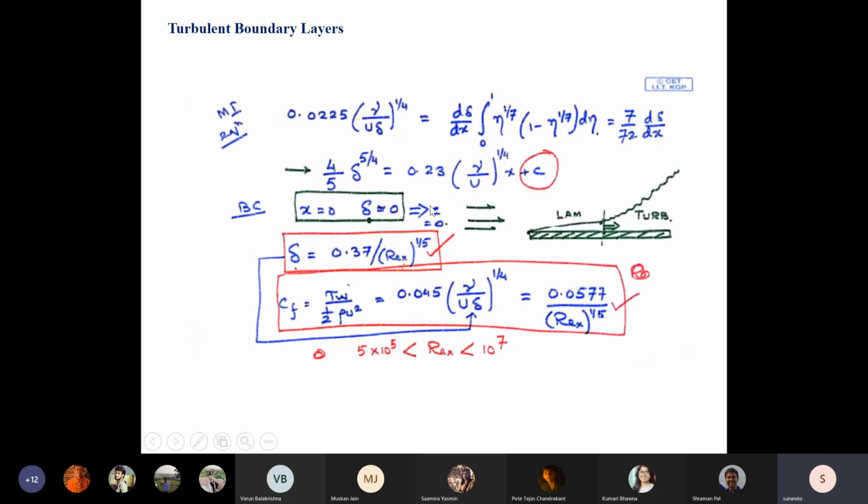And I have used that at x equals 0, delta equals 0. That means it's turbulent from the very beginning. I have spent quite some time in the previous classes on why this is going to be an incorrect assumption in some flow situations, unless there has been some mechanism by which the flow is made turbulent from the very beginning, or the entire length is small as compared to the total length.